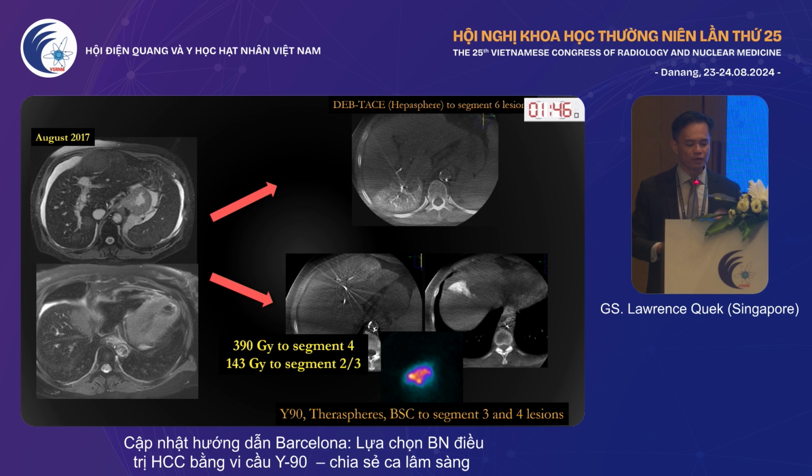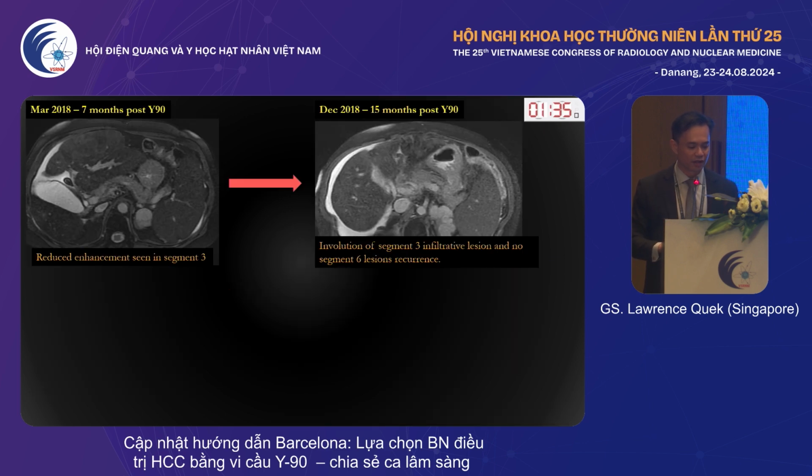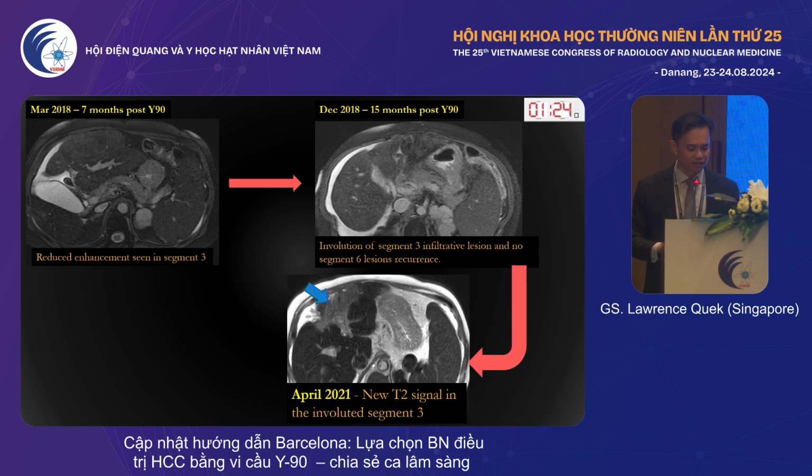And if you look at it, what we did was to preserve as much liver function as possible. We used TACE for the segment 6 lesions, and then we used Y90 because it's infiltrative on both segment 3 and segment 4. And if you look at 7 months post Y90 and after that 15 months, a little bit of ascites there, but there's involution of the segment 3 infiltrative lesion and no segment 6 lesion recurrence. And then over time, you could see the patient has improved. And then 2.5 years later, we're looking at a new T2 signal in the involuted segment 3.